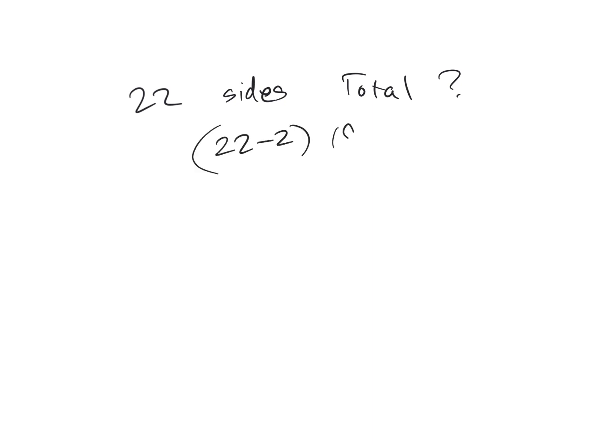You have a 22-sided figure. What is the total measure of the angles? So 22 minus 2 times 180 gives us the total measure of all the angles inside. So 20 times 180 is 3,600.